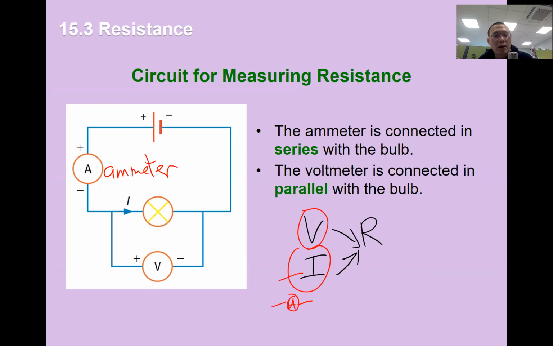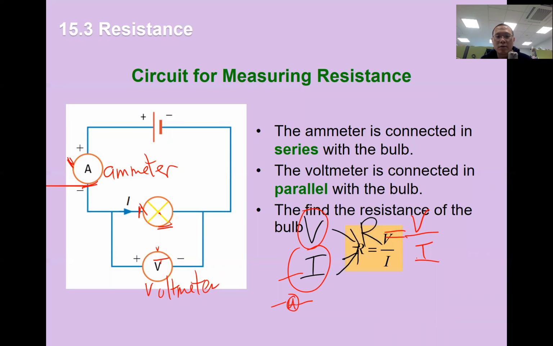If I have the voltmeter, this is what we call the voltmeter. You measure the potential difference of the component itself. Same thing, the voltmeter is in parallel, what we call up and down formation. The ammeter is in series, always side by side to the component itself. Once you switch on the circuit, you'll get the two readings here. You record them down and use the formula R equals V over I, and you'll be able to calculate the resistance of the component itself.